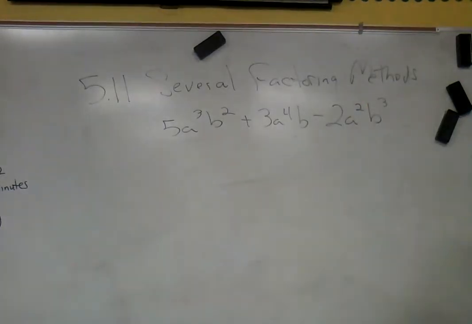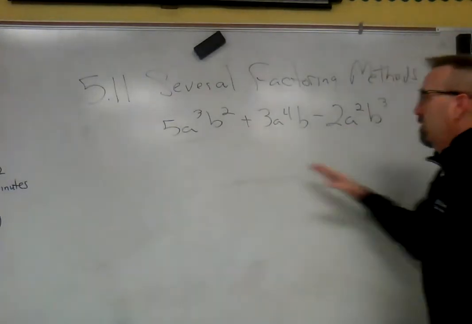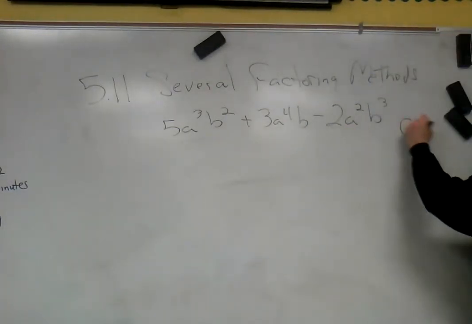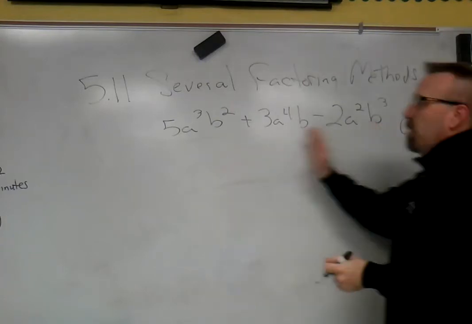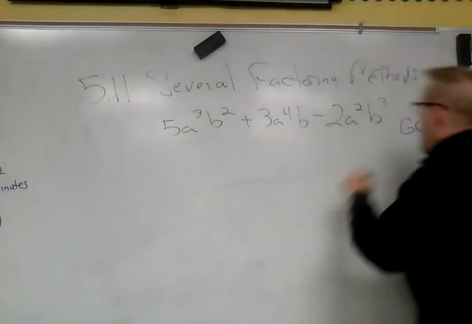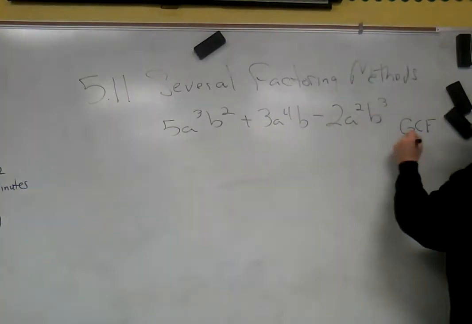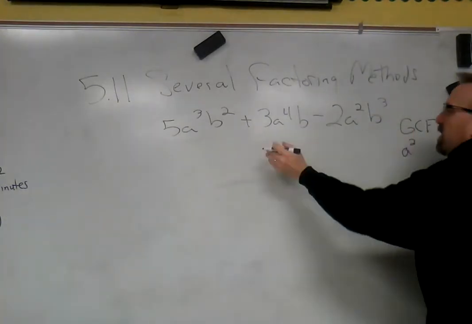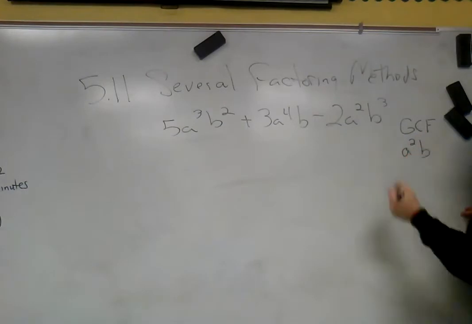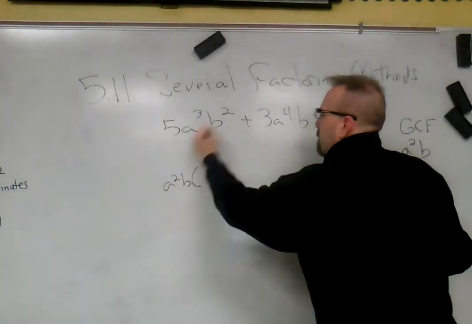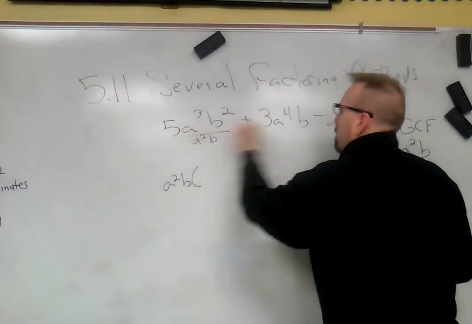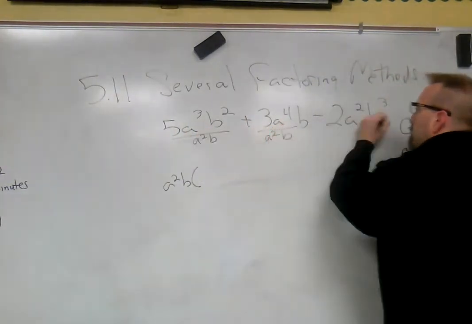So, do we have a common number? Just one, right. So now, do we have a common letter? A, and as you said, the smallest one is squared. I heard A squared. And they all have B's. The smallest B is then just B. So A squared B is going to go out in front. That means we need to divide each of them by A squared B.